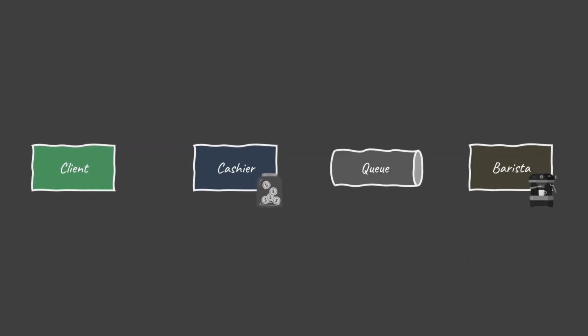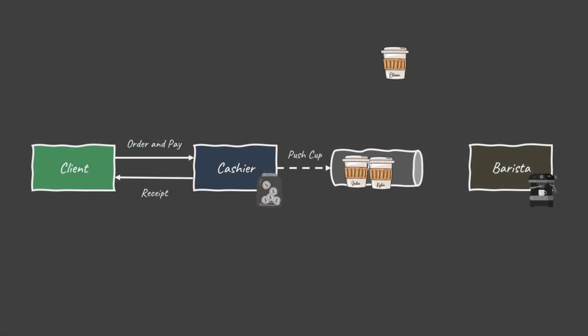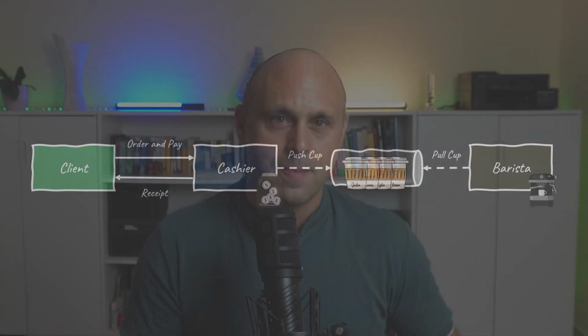The interaction between the client and the cashier is synchronous. We want to collect the order details and clear the payment in the same transaction. However, the actual processing of the order is done asynchronously by the barista. As you can see, real-life optimization maps nicely to software architecture.